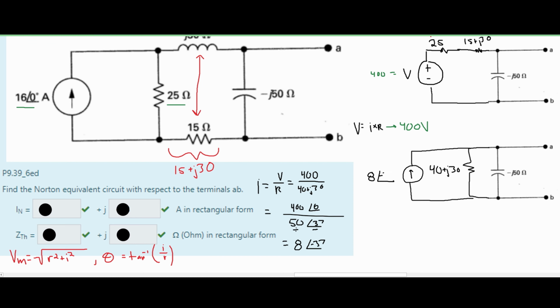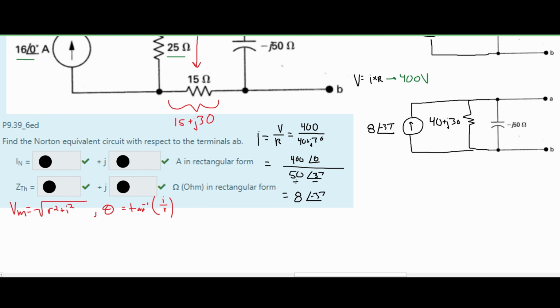Now, we found our current, and we can plug this back into our equation. However, our equation wants it in rectangular form. So to put it in rectangular form, we are going to use the formula where we have our magnitude times the parenthesis of the cosine of our angle plus j times the sine of our angle. And now we can plug these in. Plugging these in, we're going to get 6.4 minus j times 4.8. And we can see that this is the answer for our I_N.